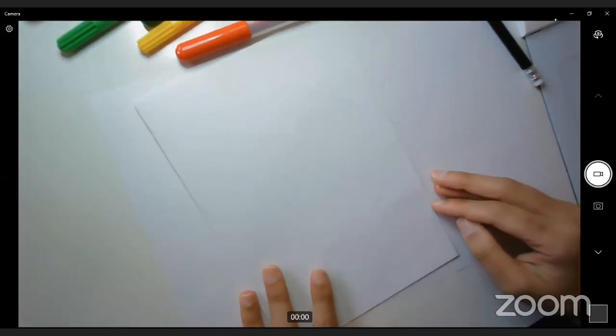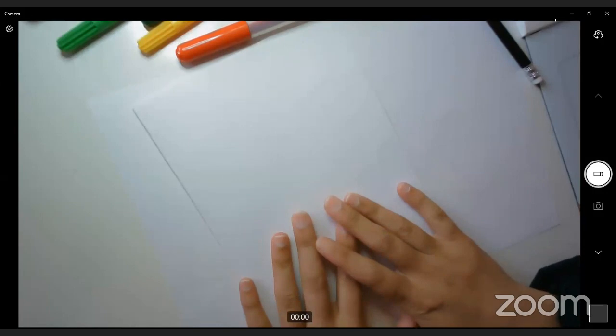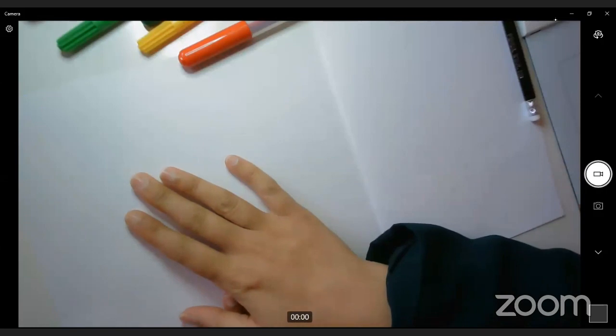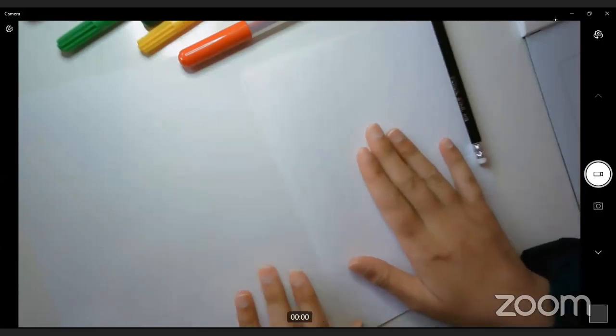Okay, so what we're going to be doing is creating a recipe for fractions. I've got 2 pieces of paper here. This is going to be my rough one where I'm going to be making some notes. This is going to be my actual recipe.